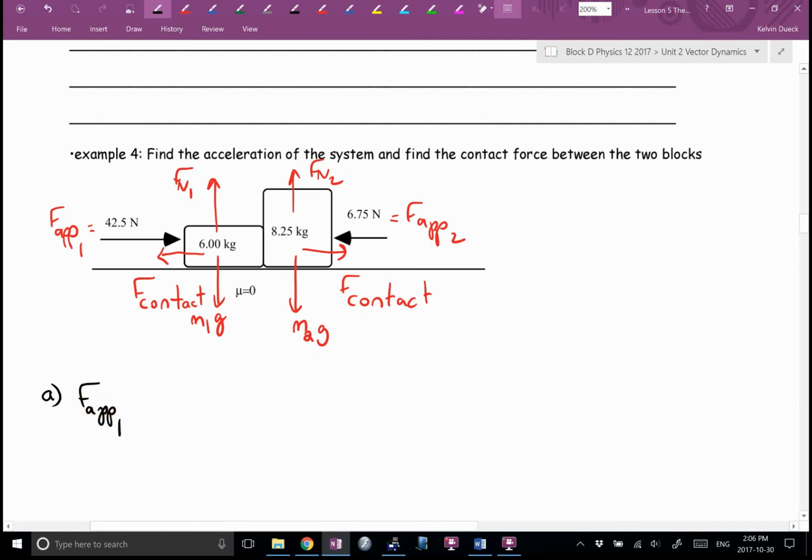And now we're going to walk along the imaginary rope. It's not there, but I can kind of imagine it there. What else? There's an F contact, winner or loser. I keep walking. I ignore M1G and F normal force 1. They're not in my direction. There's a plus F contact. And then F applied 2, winner or loser.